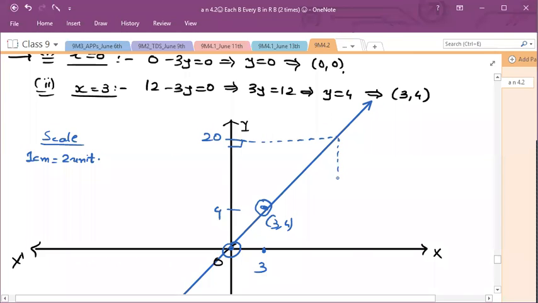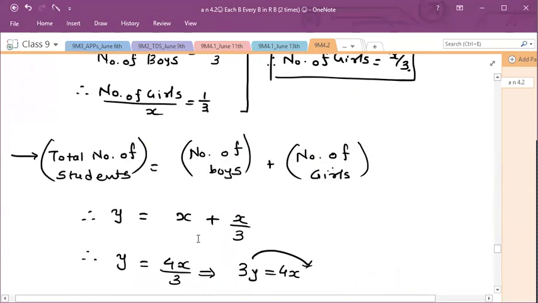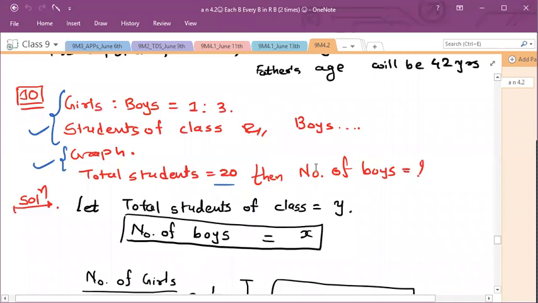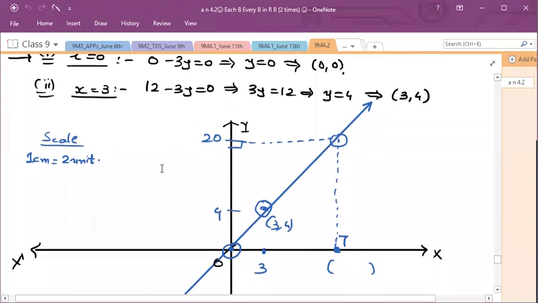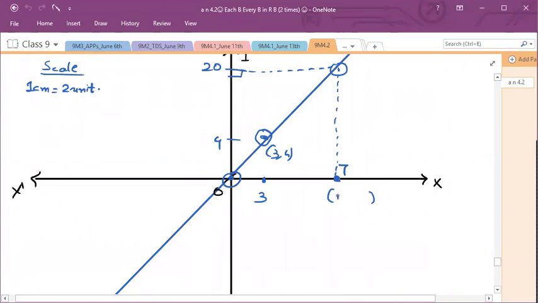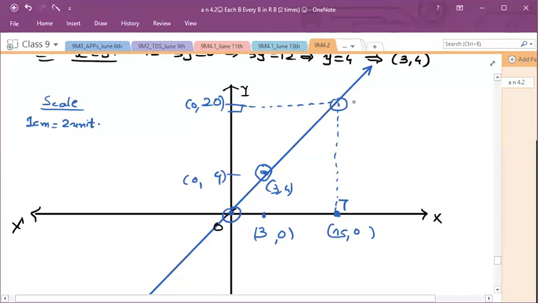and from here, draw a perpendicular again on the x-axis, so here I will get 1 point. Okay, and that point will be, what is your y? y is equal to 20, and x is 15. So this is your 15 comma 0. This is your 3 comma 0. This is your 0 comma 4, and this is your 0 comma 20. So from the graph you will obtain this. And let this be point A.